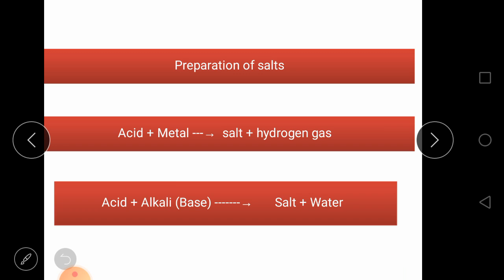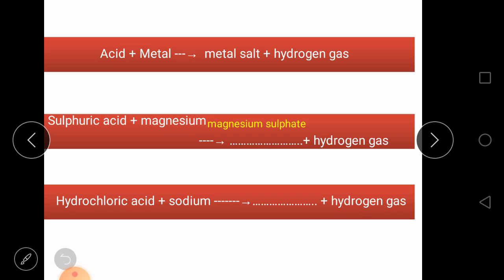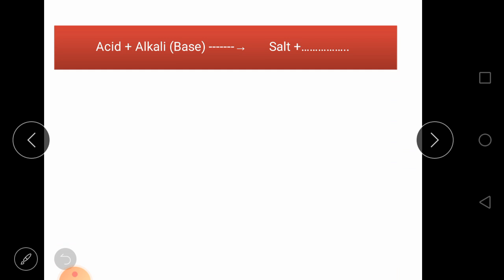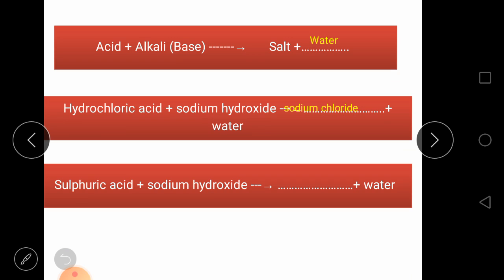And let's go to preparation of salts. Here we have two methods, acid plus metal and acid plus base. Acid plus metal gives salt plus hydrogen, and acid plus base give salt plus water. Okay, let's go to the questions here. We have sulfuric acid plus magnesium give magnesium sulfate plus hydrogen gas. Hydrochloric acid plus sodium give sodium chloride plus hydrogen gas. Okay, good. Acid plus alkali or base give salt plus water. Here we have hydrochloric acid plus sodium hydroxide give sodium chloride plus water. Whereas sulfuric acid plus sodium hydroxide give sodium sulfate plus water.